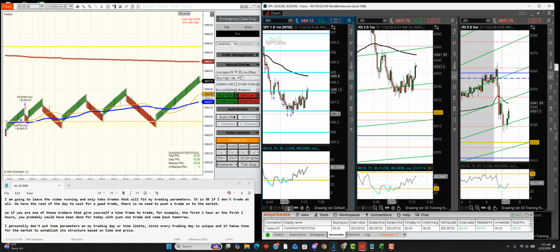So look at the SPY. This is the reason that I put a SPY here. Look at how the market came to the 687 level, and that created a support with a great divergence. Look at that.